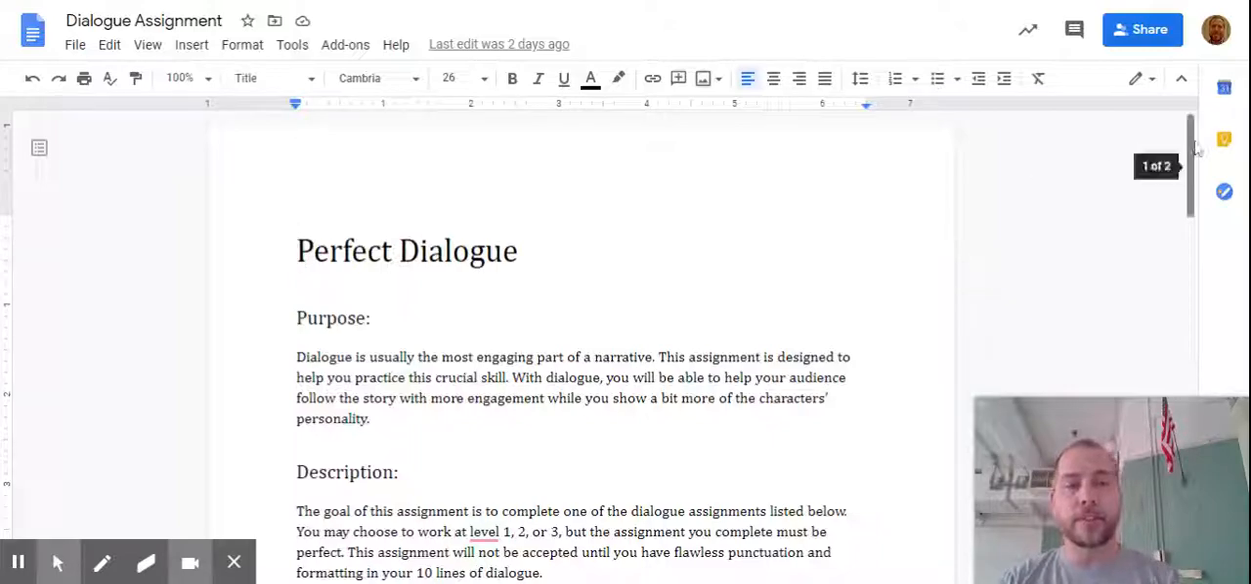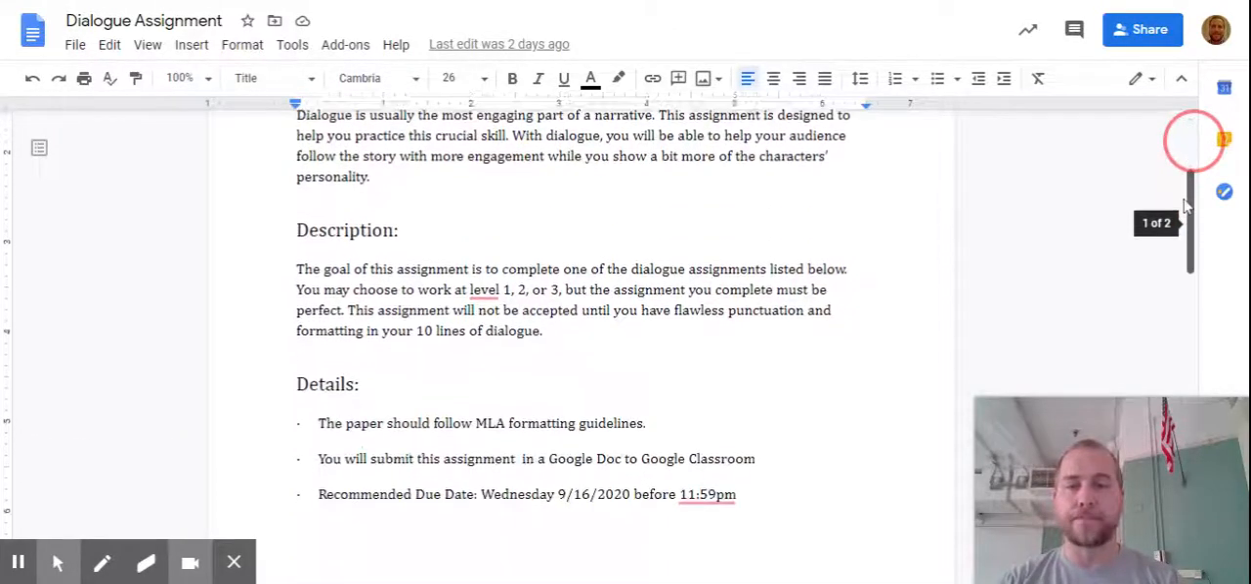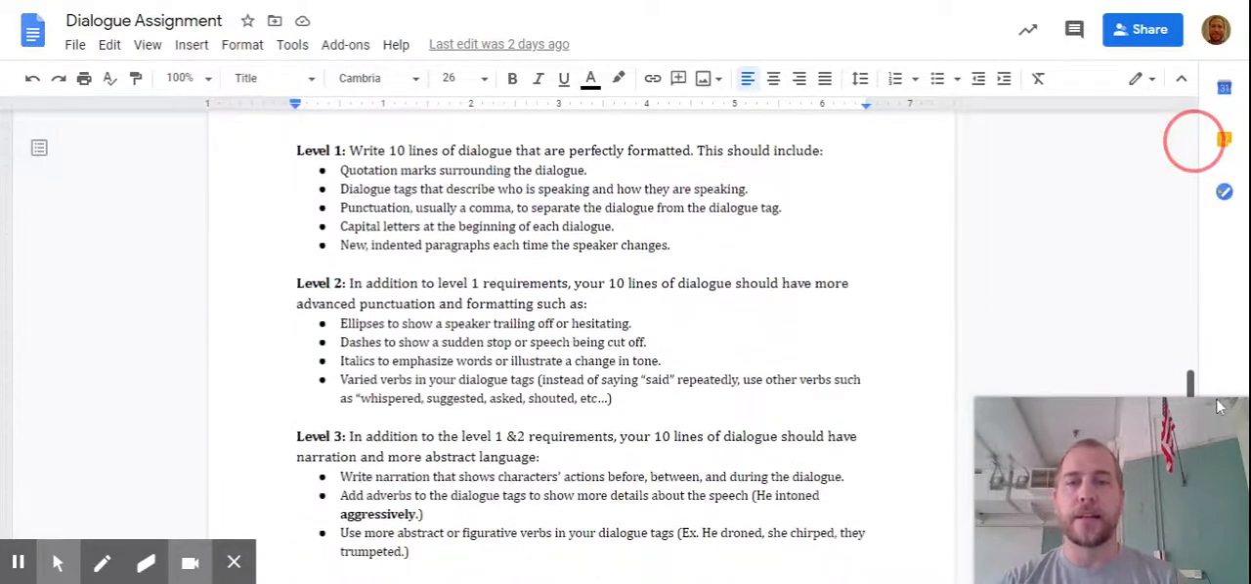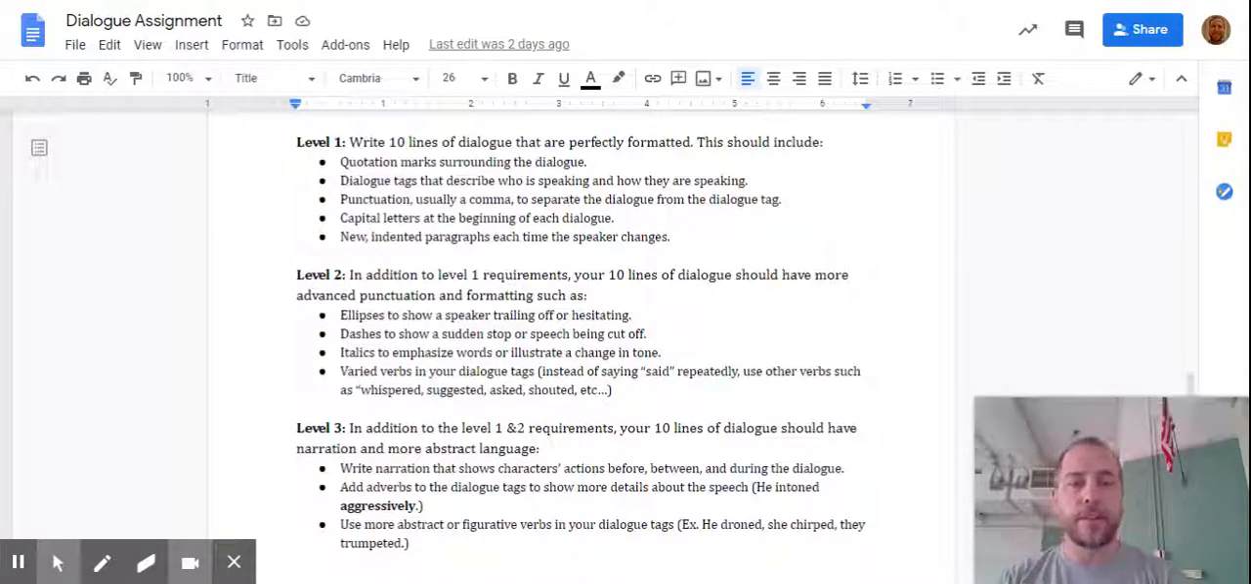And so, there's three ways you can do this. If you scroll down, you will see that there are three levels. This will depend on what level of writing you're at, but I want you to complete 10 lines of dialogue by the rules of level 1, 2, or 3. Level 1 just means write 10 lines of dialogue that are perfectly formatted. So quotation marks should be around the quotation, and dialogue tags should describe who's speaking and how they're speaking. Punctuation, usually a comma, should separate the dialogue from the dialogue tag. Capital letters should be at the beginning of each line of dialogue, and new indented paragraphs each time the speaker changes. These are the 5 rules I talked about.